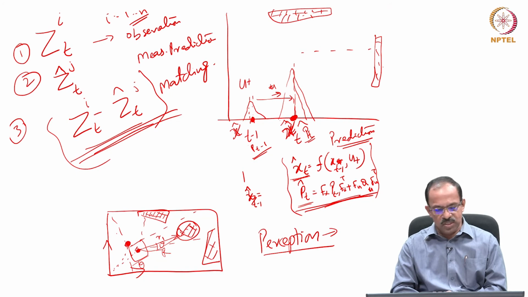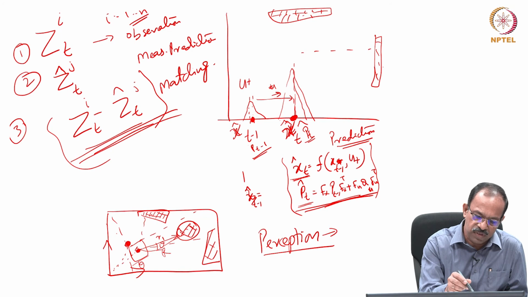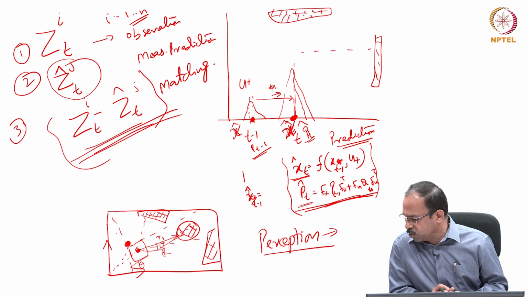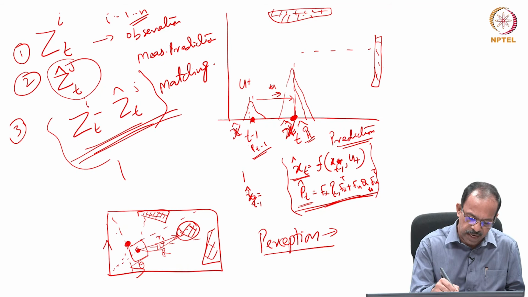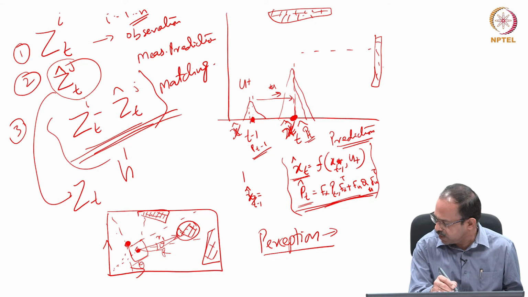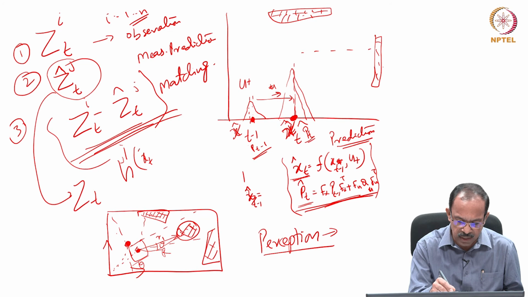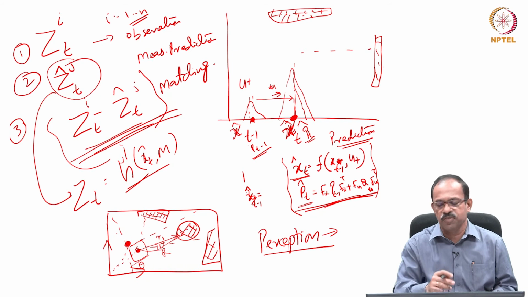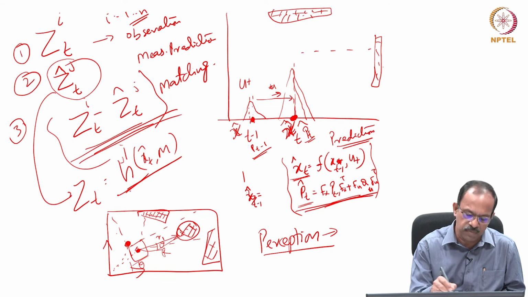So what we'll do here is, all of these will be transferred to the map frame. All the map features will be transferred to the robot frame using a transformation matrix H, we'll call this H_j. So this Z_t will be transferred to the map frame using a transformation H_j at x_t^m. So we'll find out a transformation matrix and then we transfer all these parameters to the jth, the robot frame, using a transformation matrix.